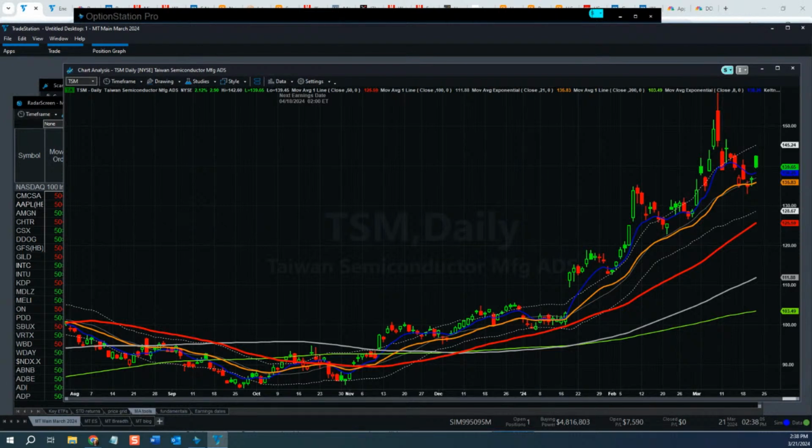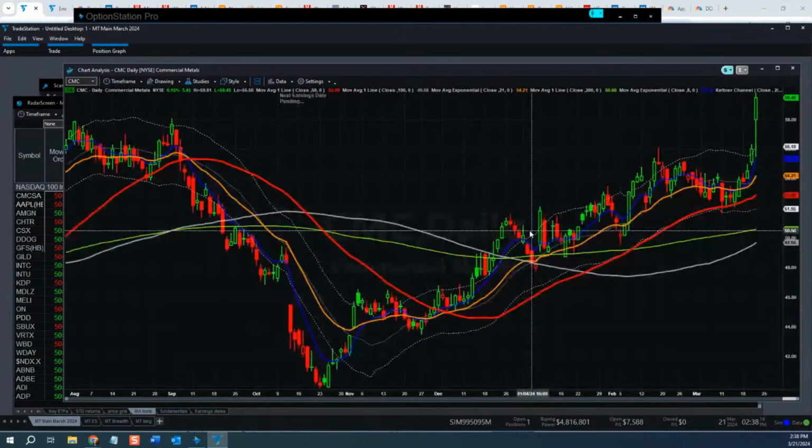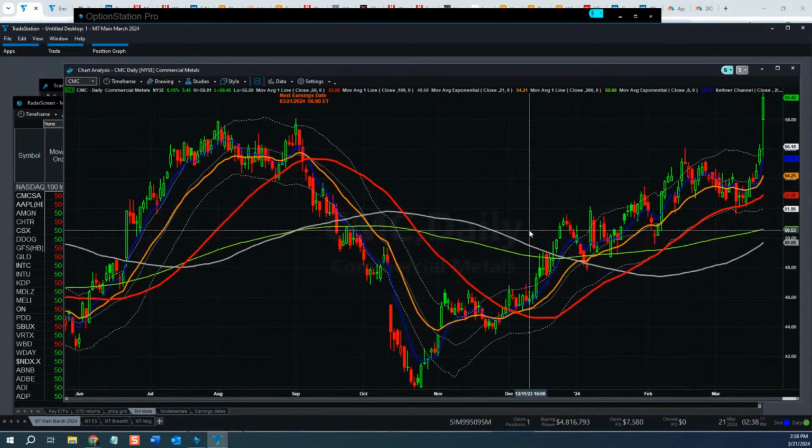But Dell, I think, was just fascinating to me. I want to mention that. We're also seeing, what's interesting, is these metals, and these just don't trade a lot of options. I wish they did. I was looking at Commercial Metals here, which is a steel maker, and look at this pattern we're seeing here with this trend line. Basically, this trend line breakout.